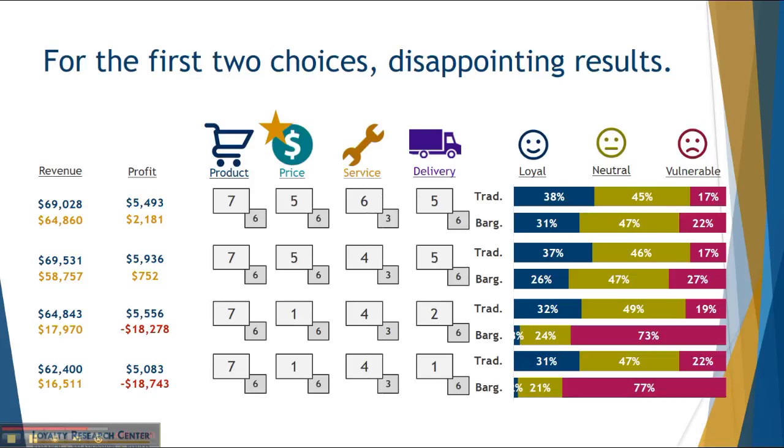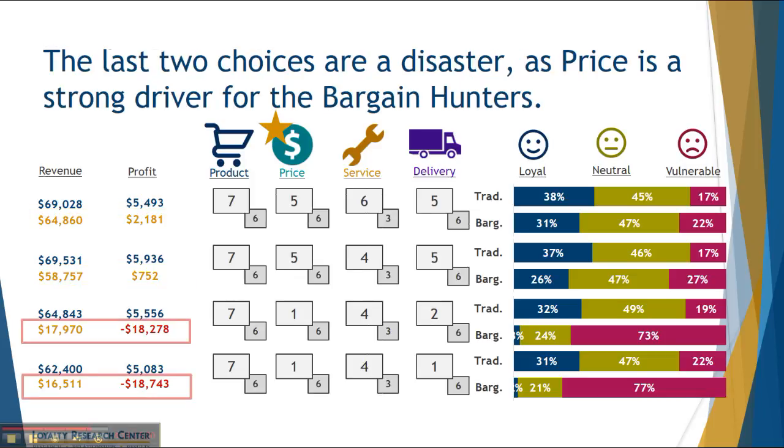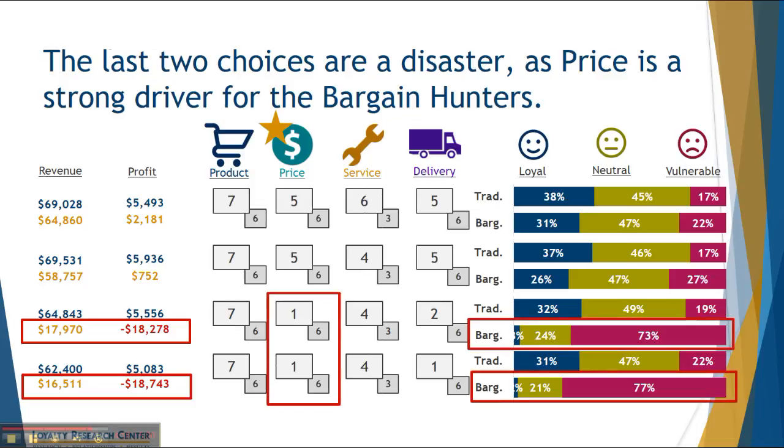For the first 2 choices, comparatively disappointing results. For the last 2, disaster. Price is a strong driver for bargain hunters who will not react well to high prices.